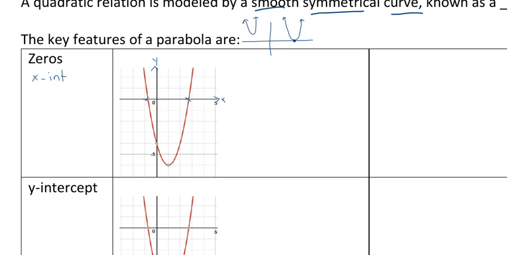Does that make sense to you? So the maximum number of x-intercepts you can have is 2. The minimum is 0. So 2, 1, or 0.